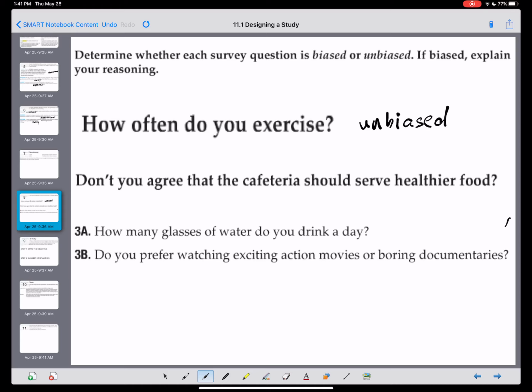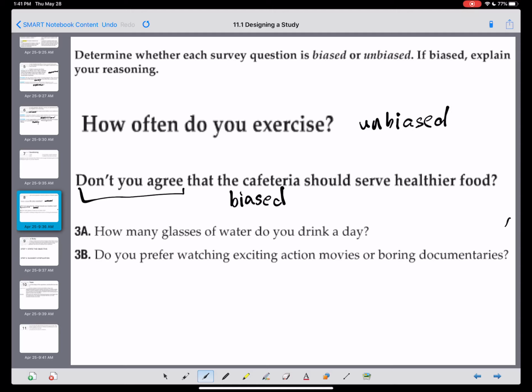Don't you agree that the cafeteria should serve healthier food? This is biased. Because this part right here, the "don't you agree," is going to be important. By using that phrasing, you're already kind of saying that, oh, it's agreed upon, right? Like, you should agree with me already. It's already common knowledge, right? That "don't you agree" already kind of pushes you in the direction that, oh yeah, I agree, right? So you don't want to use that.